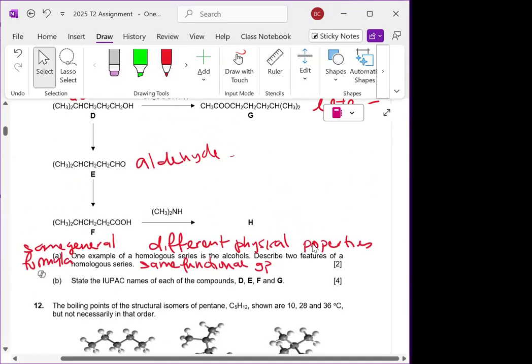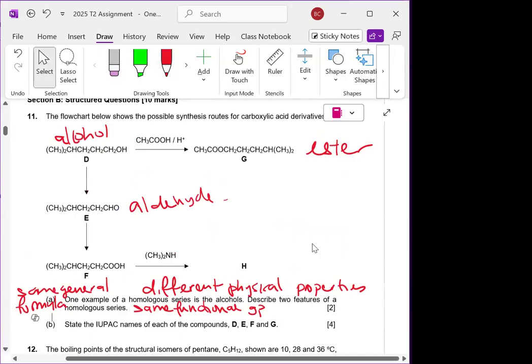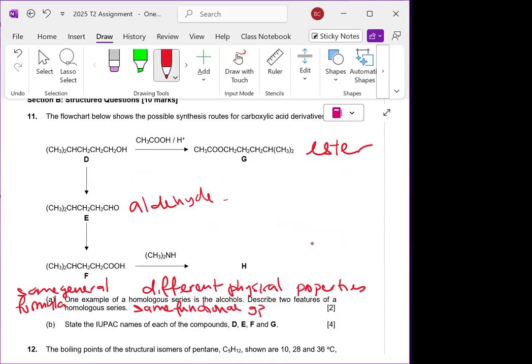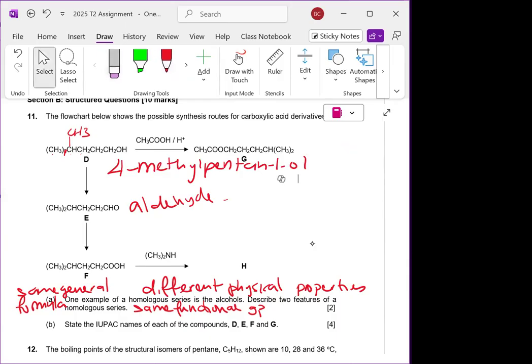Okay, so we're supposed to name D, E, F, G. So D, there is an alcohol with a branch. So one of the CH3 is branch here. So alcohol from 1, 2, 3, 4, 5, smallest number given to the OH. So it will be a core of 4-methyl pentyl-1-ol. Okay, so smallest number gives to the alcohol, 4-methyl pentyl-1-ol for D.